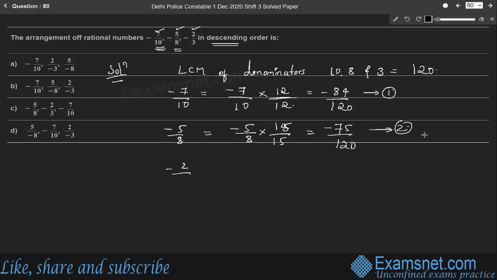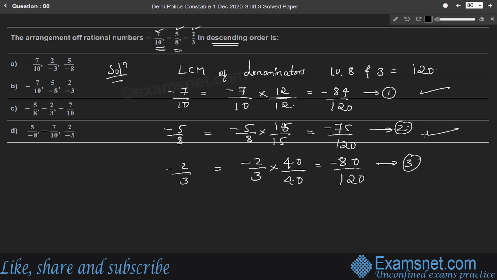Consider this as 2. Minus 2 by 3, multiply both the numerator and denominator by, in order to get 120, 40. So it is minus 80 by 120. Right? Therefore, consider this as equation 3.